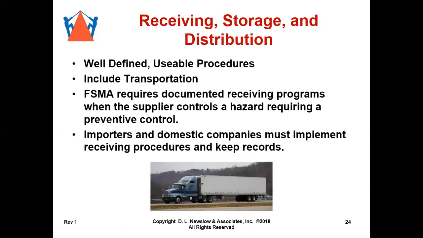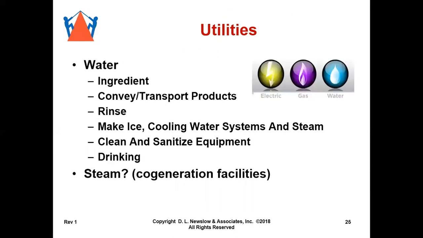FSMA requires documented receiving programs when the supplier controls a hazard requiring a preventive control. Importers and domestic companies must implement receiving procedures and keep records. Utilities. Many times they've forgotten prerequisite program.